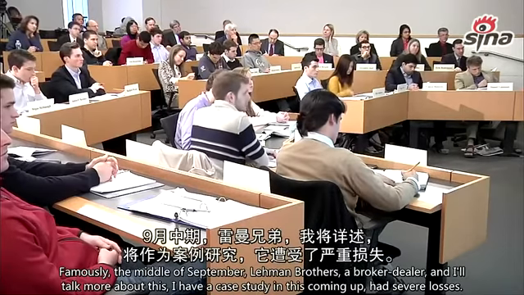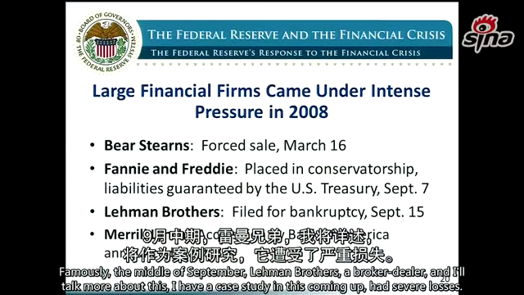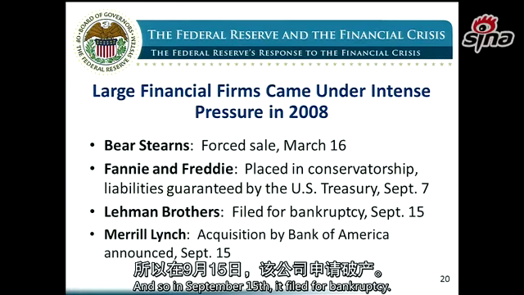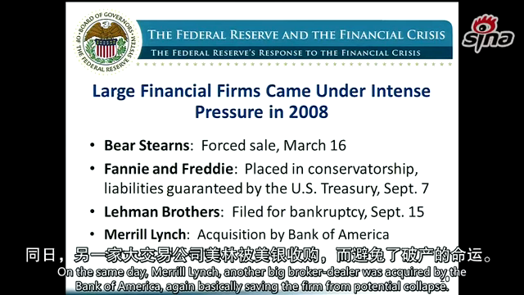Famously, in the middle of September, Lehman Brothers, a broker-dealer, and I'll talk more about this, I have a case study on this coming up, had severe losses. It came under great pressure. It couldn't find either anybody to buy it or to provide capital for it, and so on September 15th, it filed for bankruptcy. On the same day, Merrill Lynch, another big broker-dealer, was acquired by the Bank of America, again basically saving the firm from potential collapse.